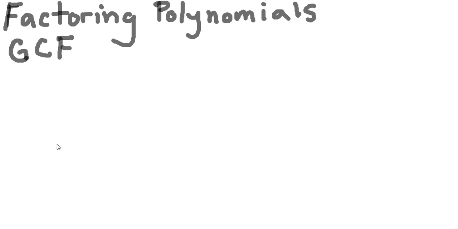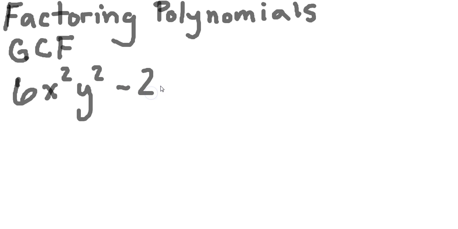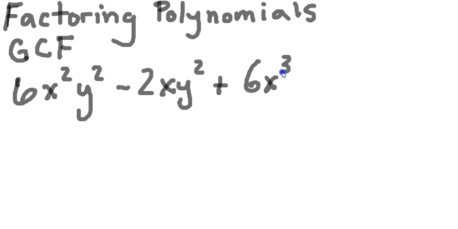This is section 5-4, and we're going to be talking about factoring polynomials. So the first way we're going to look at this is if we have a polynomial such as 6x squared y squared minus 2xy squared plus 6x cubed y.